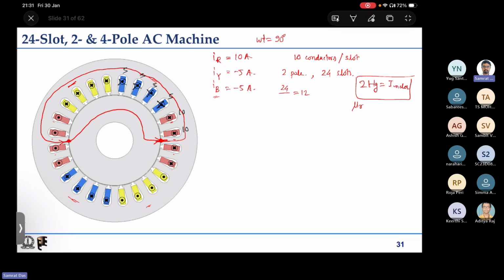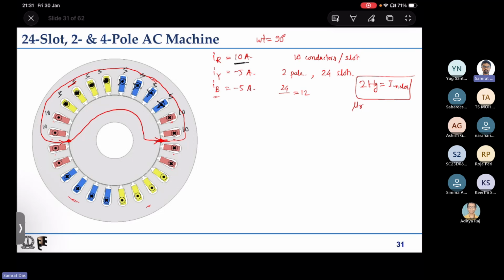And IY, that is also negative, so this one will get flipped, this one will become dot. So you will have 5, 5, 5, 5, and again red conductors, that is basically dot. So the same thing will be retained, because IR is positive, so it is 10 and 10.